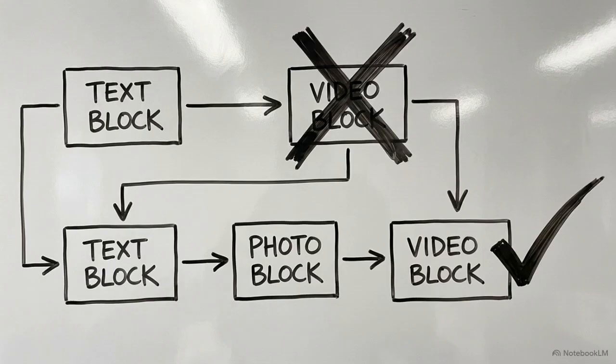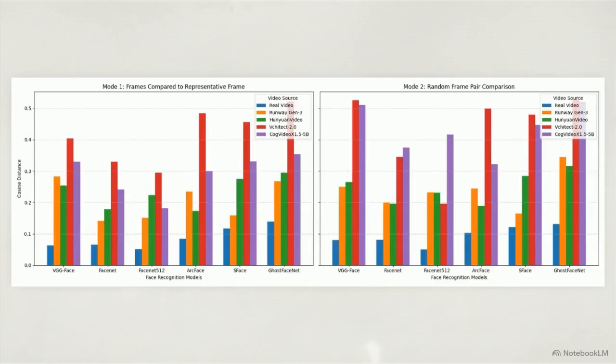Step 2 is generating base images. We use an image-to-video workflow rather than relying on text-to-video alone to lock in our character's identity. This chart measures face consistency across different generative models. The blue bars represent real human video consistency, while the other colors represent AI models. Notice how even the best AI video generators struggle to keep faces consistent from frame to frame.